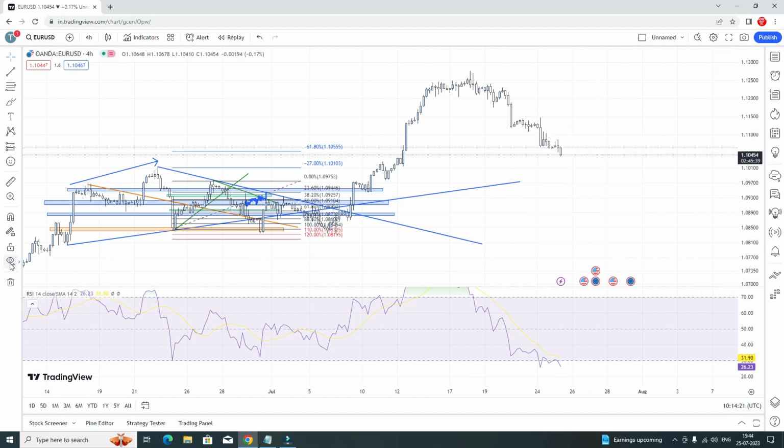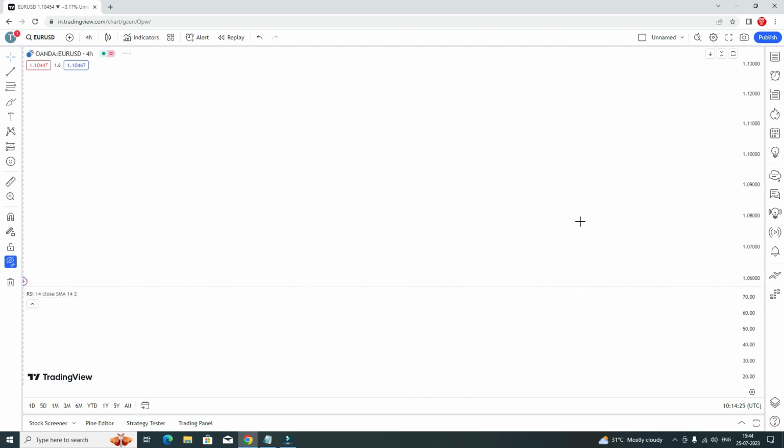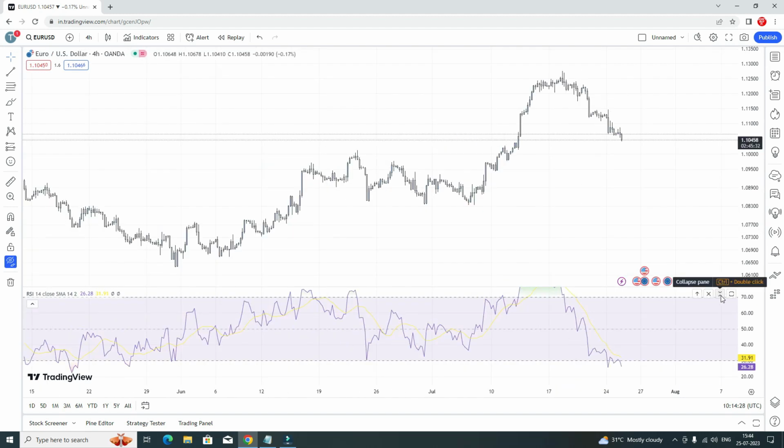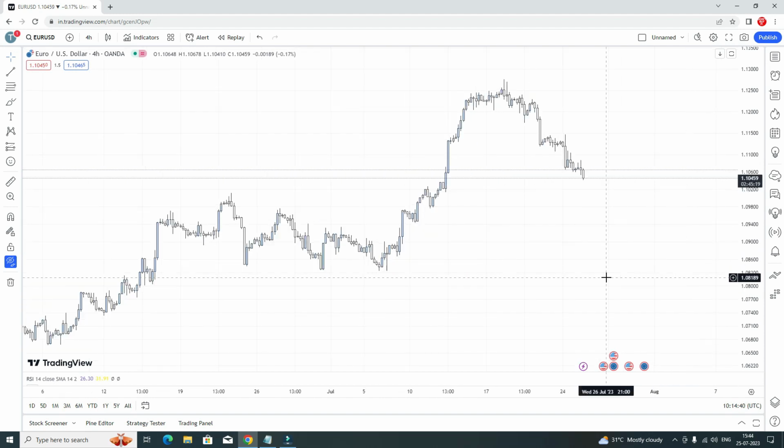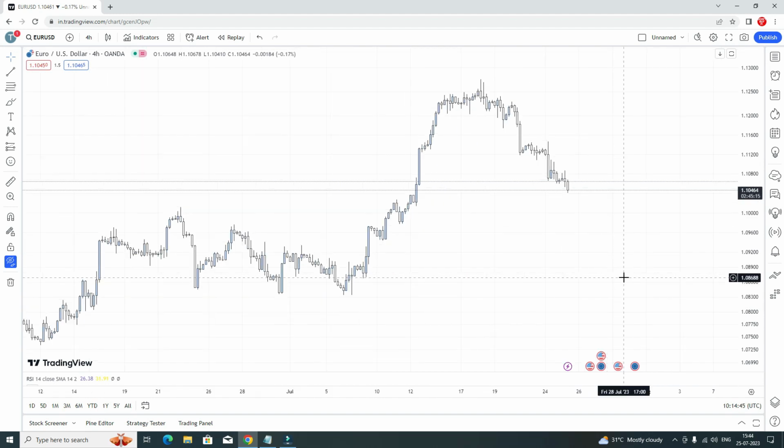Let me remove all the drawings and the markings and look at the chart. I'm also minimizing the RSI. So it has been on an upward trend, and now it has gone in a downward trend, which means that Euro compared to USD is looking to be a little weak, but USD is also not doing very well. The last couple of relevant news shows that USD has been negatively impacted. We'll have to keep that in mind as we make the analysis.